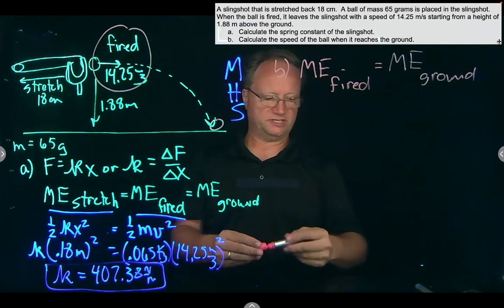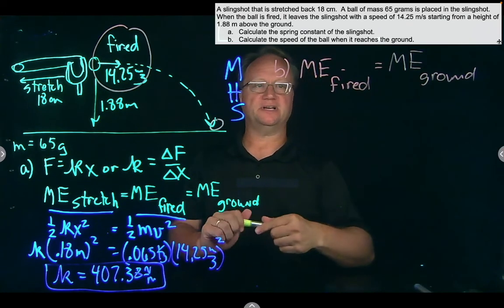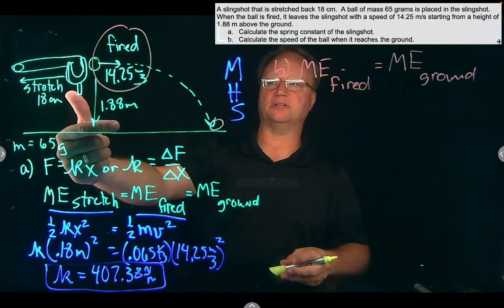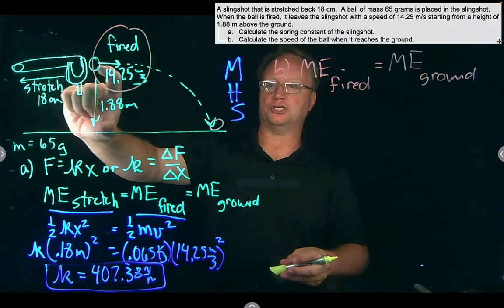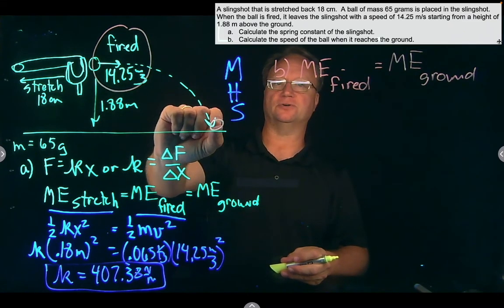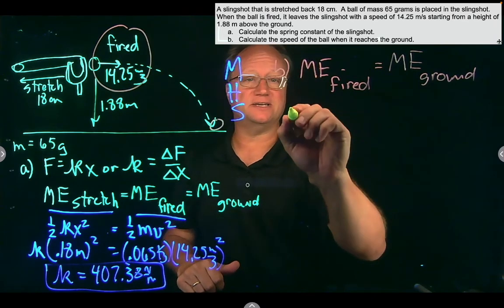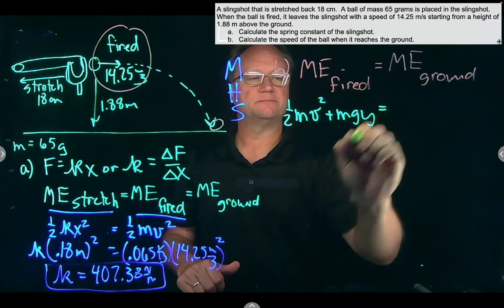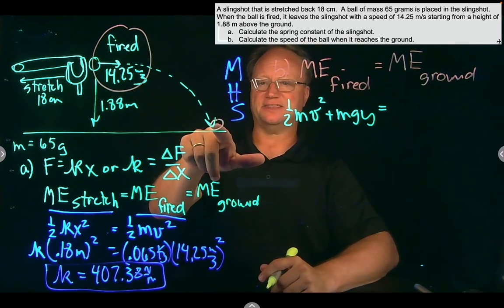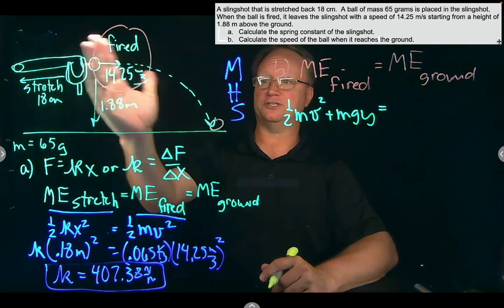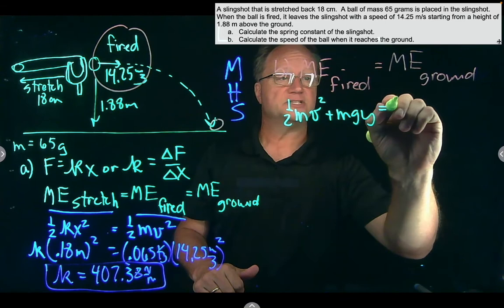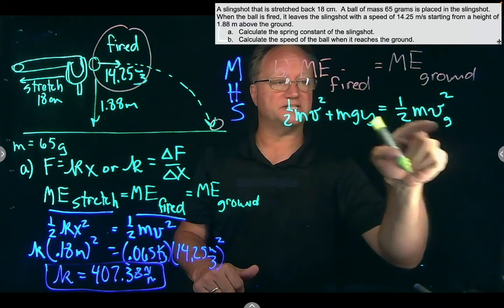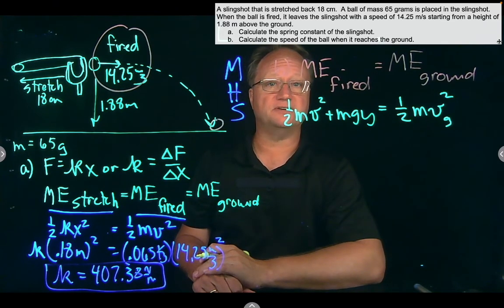Asking our three questions, MHS, moving, fired, yes. Raised to a height. Now, the height is going to come into play in this part. So the height changes before we get to that final location. So I will also have an mgy here. So 1/2 mv squared for the moving and mgy for the height. When we reach the ground, nothing's moving or nothing's raised to a height. Nothing is stretched or compressed in either one of these instances. So the only thing we have is a 1/2 mv squared. And this velocity is the velocity when it reaches the ground. That's the one we're trying to find.